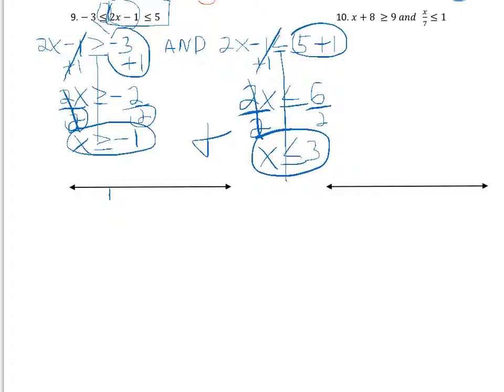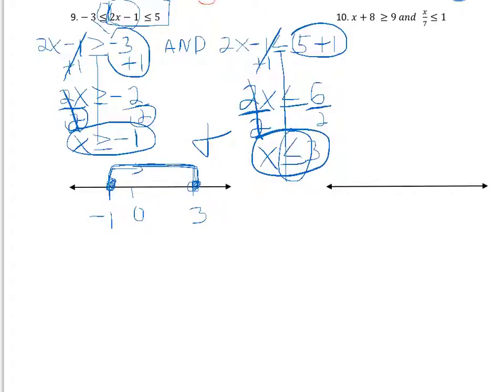So let's put negative 1. Let's put 0 next, and 3 is a little bit further down. Now, since these are both underlined inequality symbols, it is a closed circle. So negative 1 and 3 are part of the solution. Now, x is greater than or equal to negative 1. This goes to the right. X is less than or equal to 3. This goes to the left. And this is where they both meet.